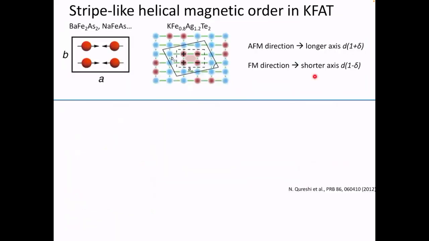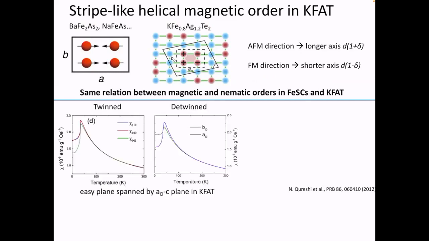And then we have also shown that there's another additional connection between these systems, which is that in the case of the ion-based superconductors, the distortion is elongated along the antiferromagnetic direction and contracts along the ferromagnetic direction. And our detailed analysis basically shows that this is also the case in this KF-AT material. So in addition, there's some additional similarity, which is a bit nuanced, but let me try to go through it nonetheless.